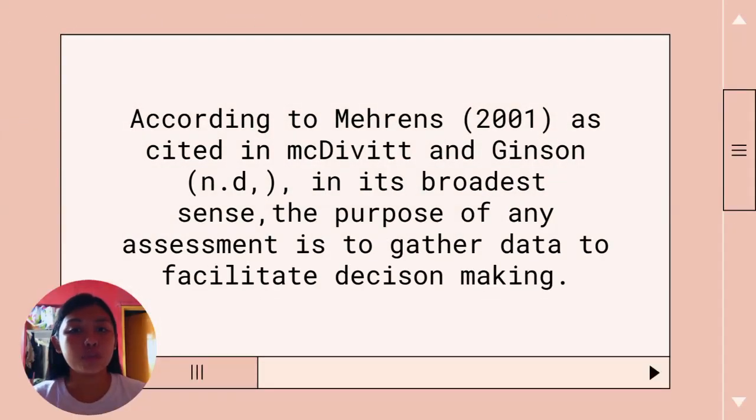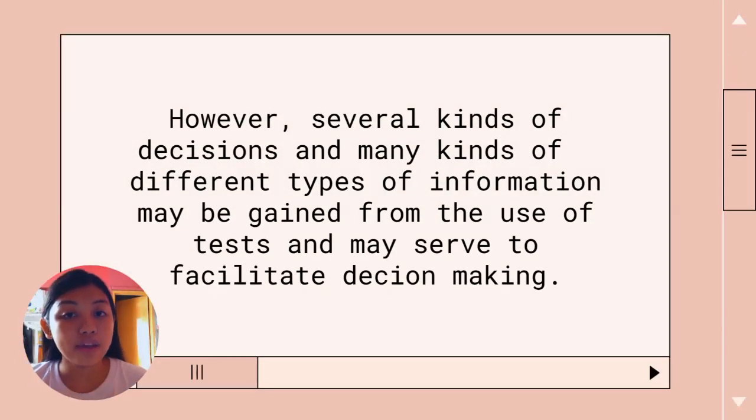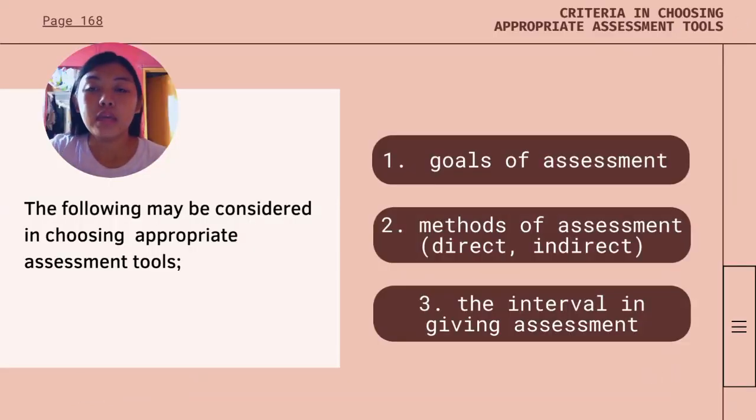According to Maron, 2001, as cited in McDevitt and Ginson, n.d., in its broadest sense, the purpose of any assessment is to gather data and to facilitate decision making. However, several kinds of decisions and many different types of information may be gained from the use of tests and may serve to facilitate decision making. And the following may be considered in choosing appropriate assessment tools. The first one is goals of assessment. The second one is the methods of the assessment, either direct or indirect. And the third one is the interval of giving assessment.